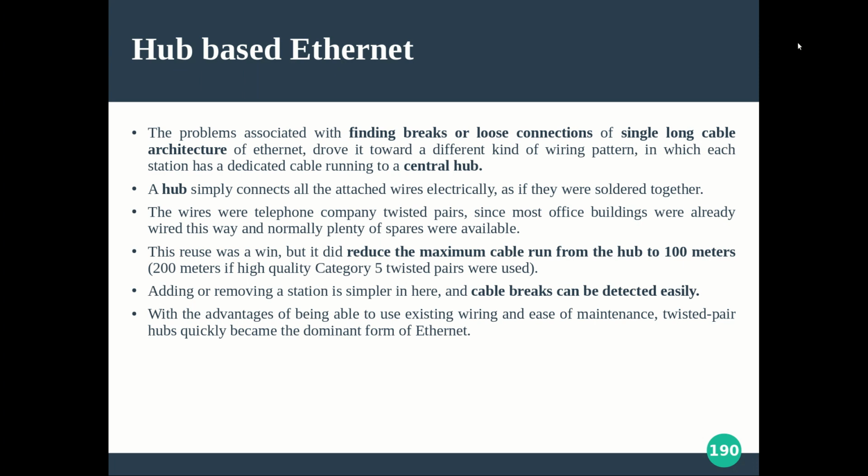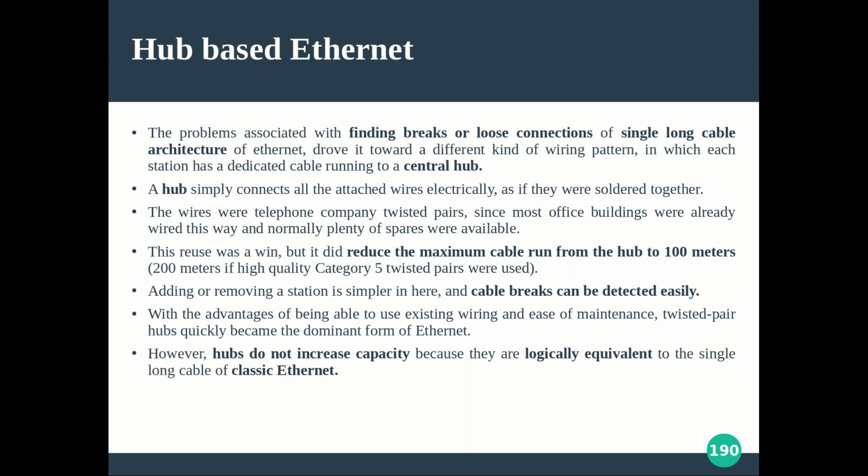So with the advantage of being able to use the existing wiring, and the ease of maintenance, the twisted pair hub-based topology quickly became the dominant form of Ethernet, just after the classic Ethernet. However, hubs do not increase the capacity, and you have to keep that in mind. We may feel that many devices being connected to the hub can increase the capacity, but it is not like that. Just like the bus, this is also a shared resource. They are logically equivalent, and that is very important. Even though you change the topology, the working and the capacity handling are logically equivalent to the classic Ethernet, the single-cable based classic Ethernet.